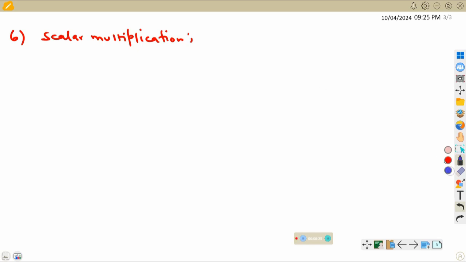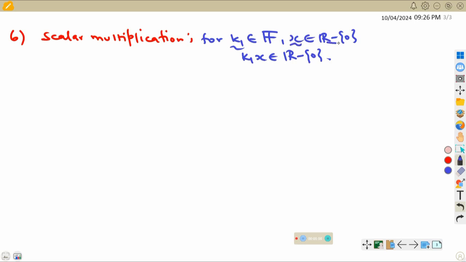For this case, we are interested to show that for K1, which is an element of F, that is from the field, if we pick x from the set R minus 0, then we need to show that K1 of x is an element of R minus 0. That is what we want to show. That is, when we multiply the scalar with this element from R minus 0, we should be able to get this. So this is our point of interest.